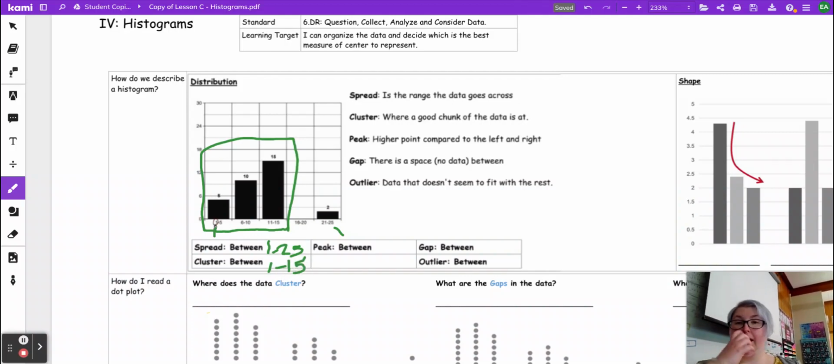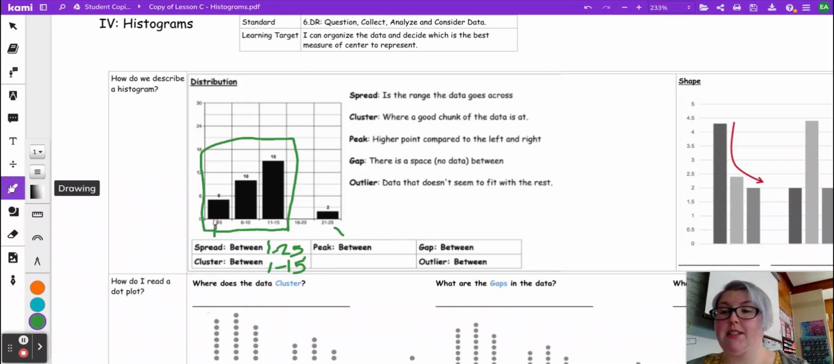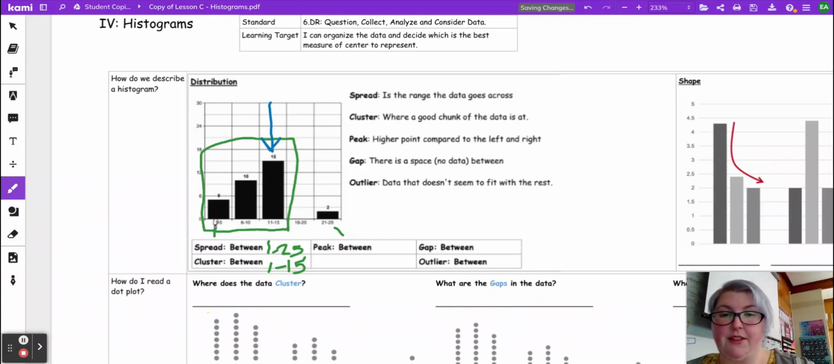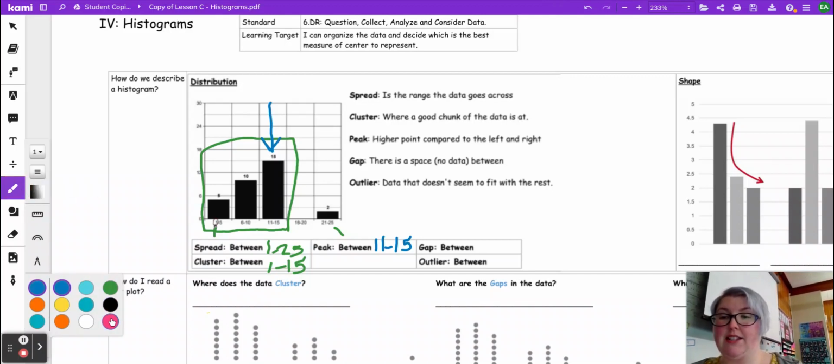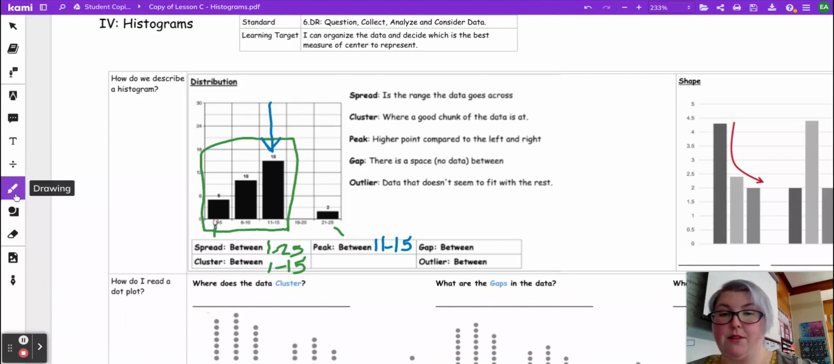Now a peak is a high point compared to both the left and the right. In order to have a peak, you must have data on both sides. We have a peak right here at the 11 to 15, so between 11 and 15, that's our peak. That's the highest point of our data. A gap is a space in between sets of data. We have a gap right here between 16 and 20.